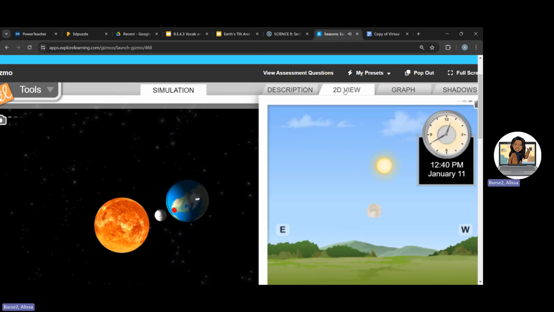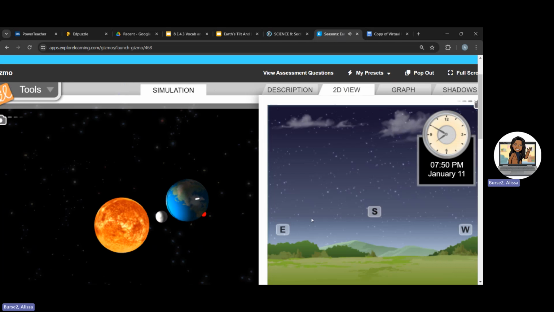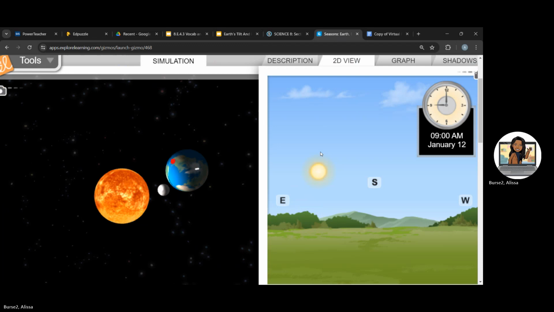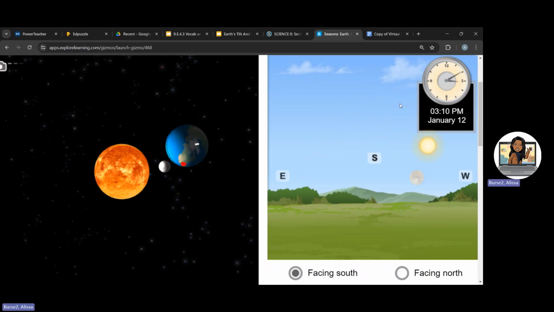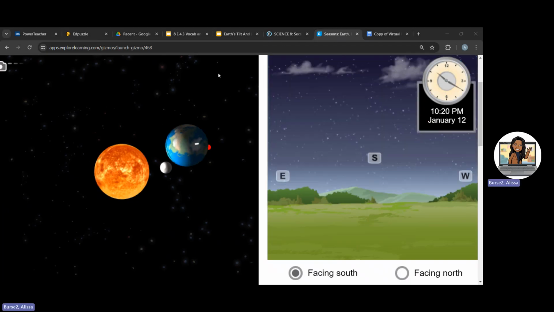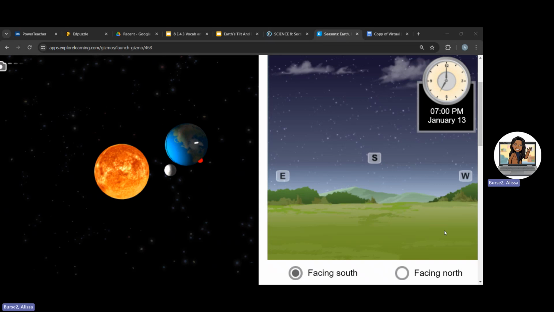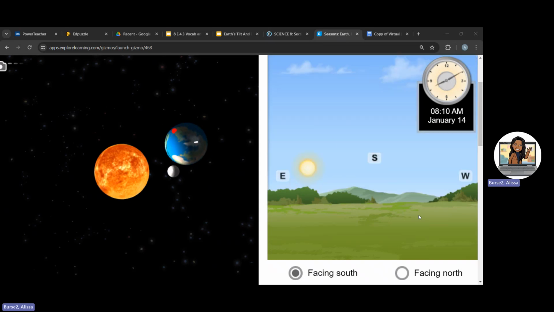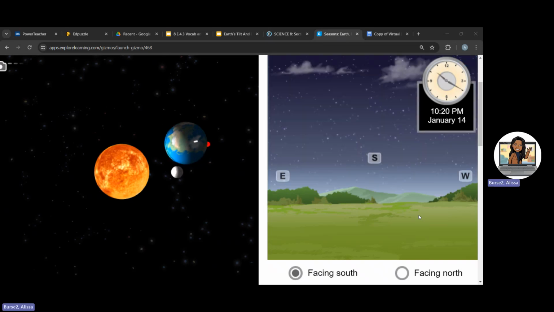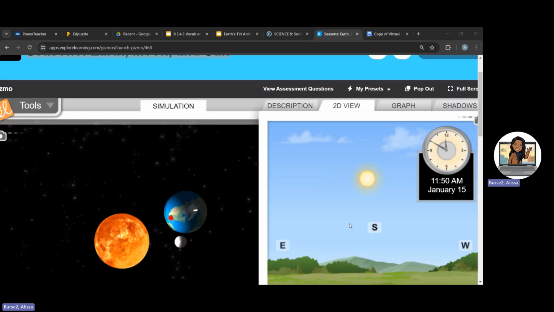Let me show you my 2D version. In the 2D version, as you can see, we have the sun rising in the east and setting in the west. As you see it get lighter over here, we see the sun and the moon come up and the sun and the moon setting. Round the clock, depending on what time of year it is, we'll see more daylight or we'll see less daylight.